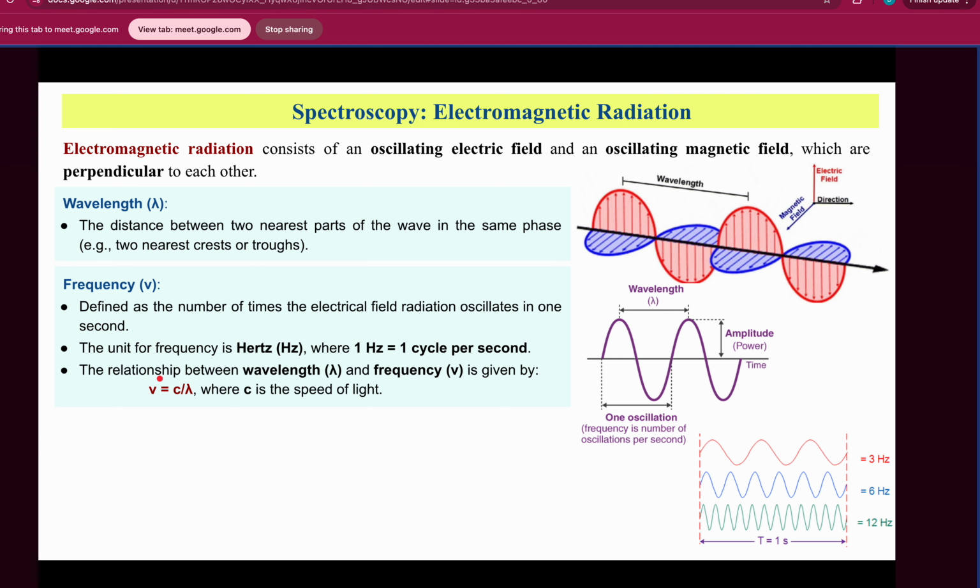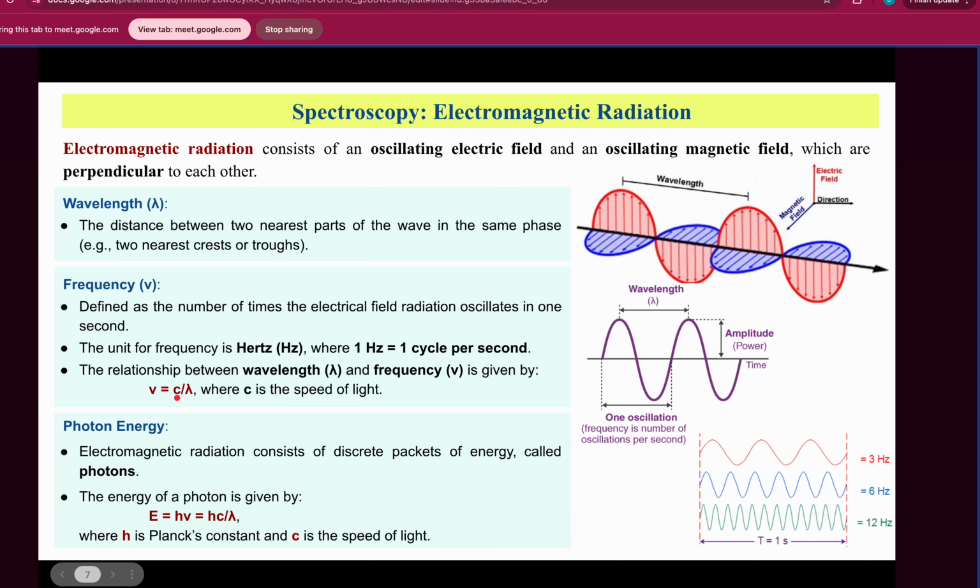So it will tell you the number of oscillations happening per second. And now we'll look into the relationship between the wavelength and frequency. The relationship is given by ν = c/λ. This ν is nu, which means frequency. It does not appear as nu here, but this is nu. Nu is equal to c by lambda, where lambda is wavelength and c is the speed of light. So this is the relationship between the wavelength and frequency.